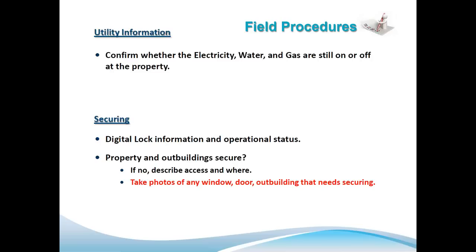In the securing section, APS would like us to note whether the property is secured with a digital lock and its operational status. They have also asked us to provide them with information regarding any outbuildings and whether or not they are secured. If we find a property or any outbuildings that are unsecure, APS has requested that we describe the access issues, noting where they are located, and also take photos of any windows, doors, and outbuildings that need security.